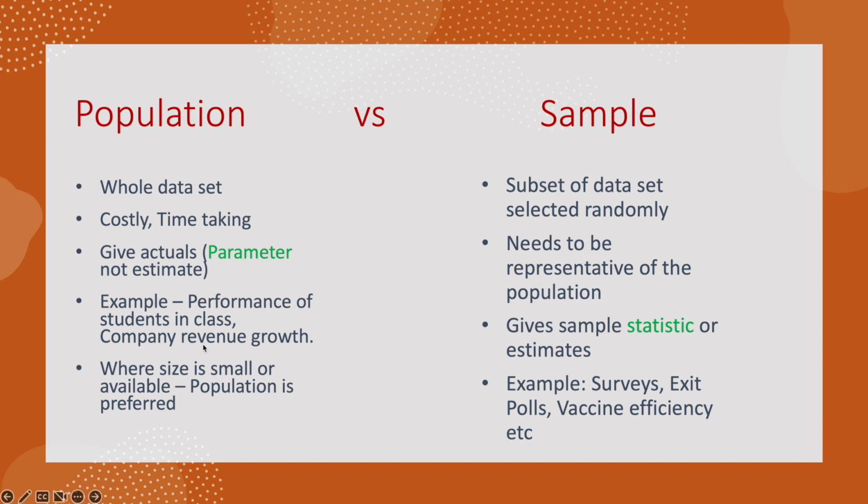Let's say company revenue growth. The company already has the data for all the customers, all the invoices which have come in, all the purchase orders which have come in. So they can exactly produce their revenue growth, okay? In those situations where the data set is small, we can work with the population.